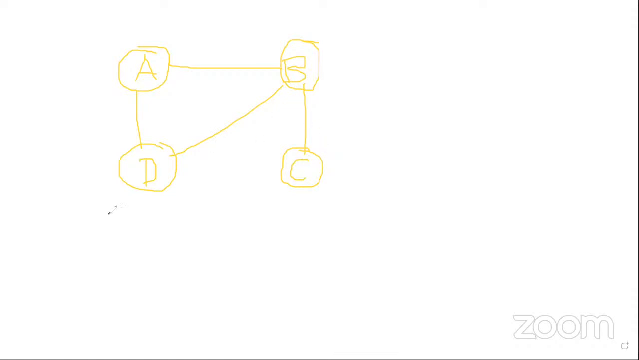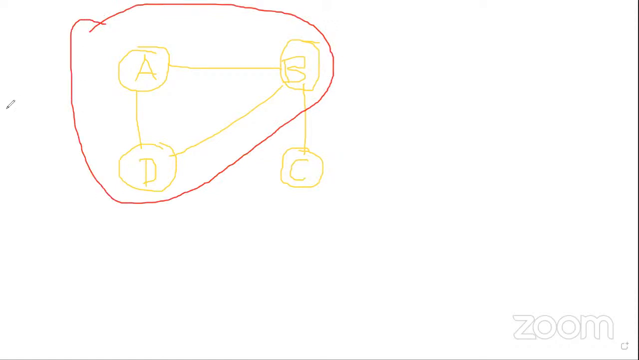For example, this is a graph, and let's say I consider a subgraph like this. ABD. This is a subgraph. In this subgraph, every node is connected with every other node with a direct edge. Directly. Yes, directly. Then only it is considered a clique. Because AD, AB, BD, all 3 are connected with each other directly. That's why this subgraph ABD forms a clique.